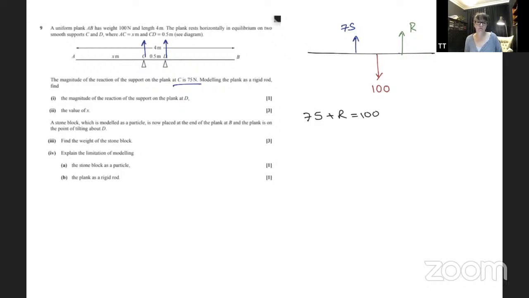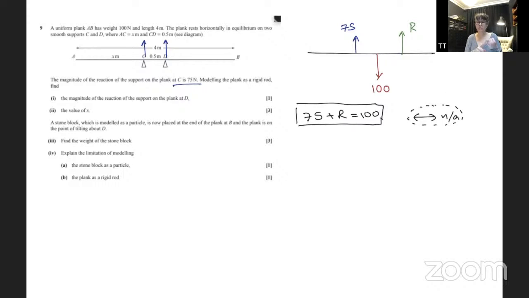Now, from this point, I could just leave it. There's no left is right, because there's no forces left and no forces right. But that is the equation that I need. Then I would move on to the moments. So left is right is we're not doing, because there's no left and right.